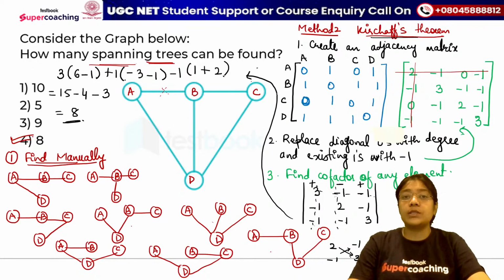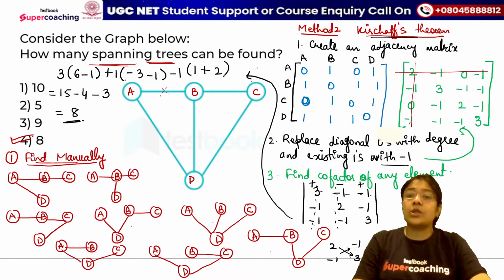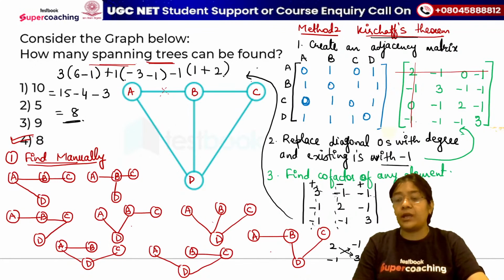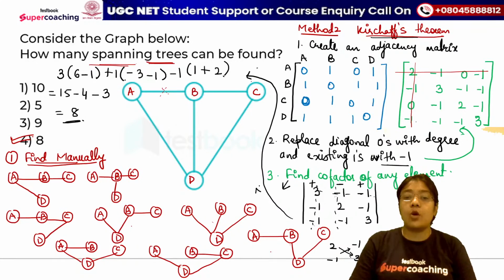That means if the vertices are adjacent, we'll be marking 1. If the vertices are not adjacent, we'll mark it as 0. After that, replace the diagonal elements with its degree and existing ones with -1. तो resultant matrix आ गया. उसके बाद किसी भी element का cofactor ले लो and this cofactor will return the number of spanning trees.